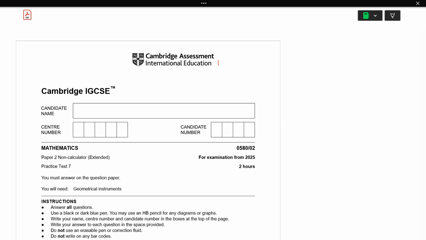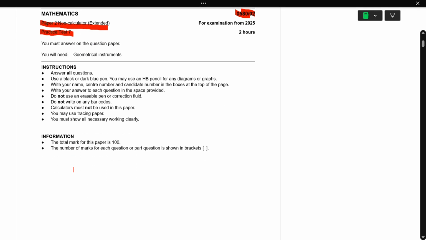Hi, this is question paper 0580, paper 2, non-calculator. It's a practice paper, set 7. This is a new syllabus 2025 practice test. So let's go for the first question.